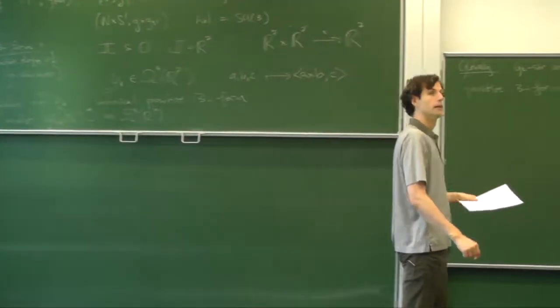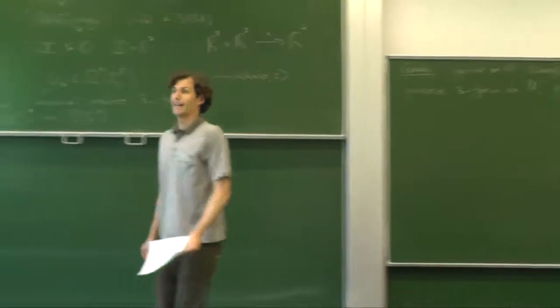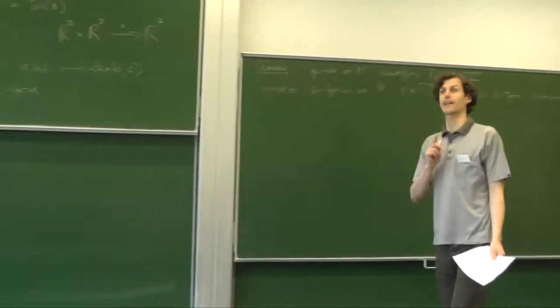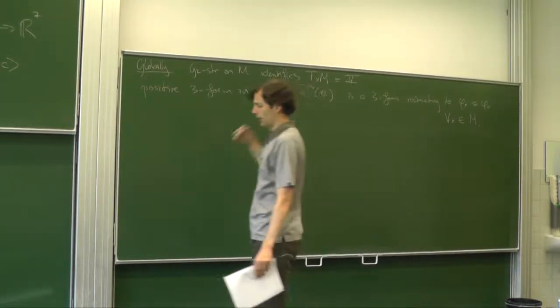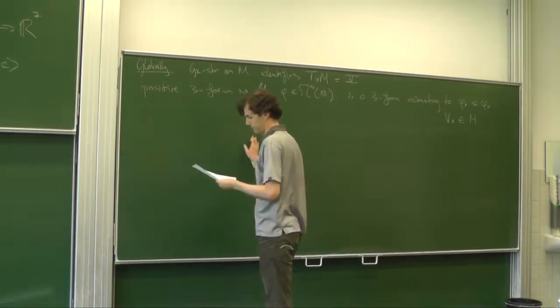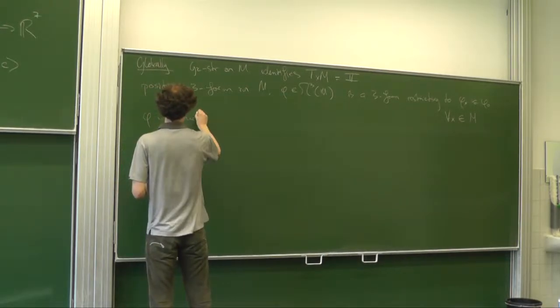Now, sorry, what does positive mean for a 3-form? I'm getting to that now. There's a way to construct a metric from such a 3-form, and I'll just sketch how you do that. And the point is, from such 3-forms, you get non-degenerate metrics. So that's where the word positive comes from. Phi will give you a metric.